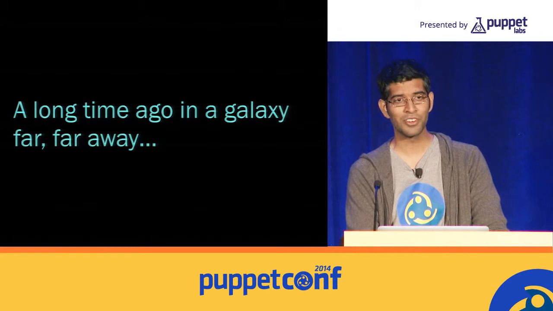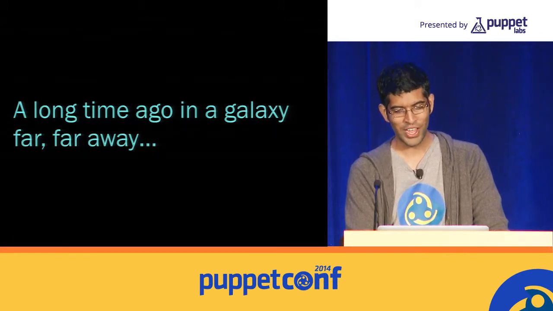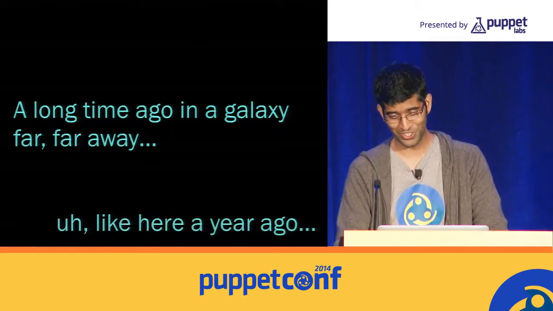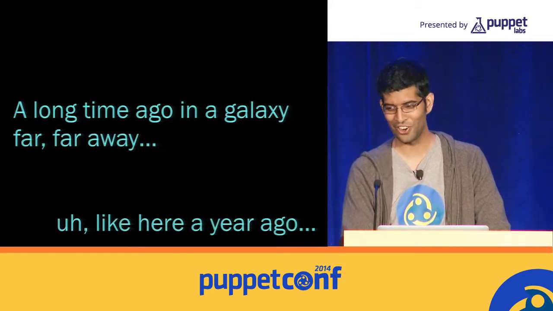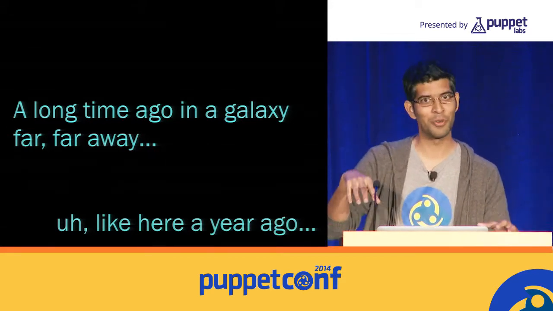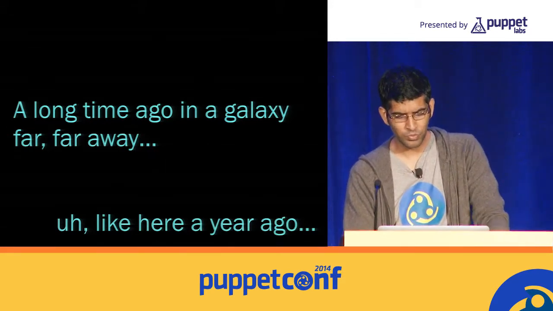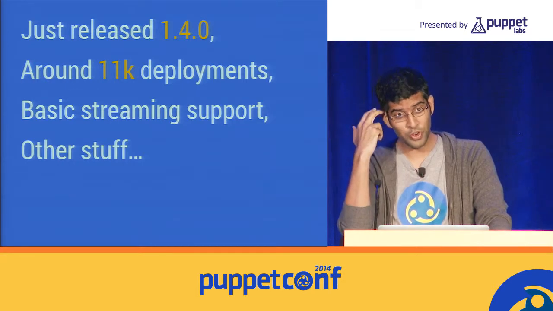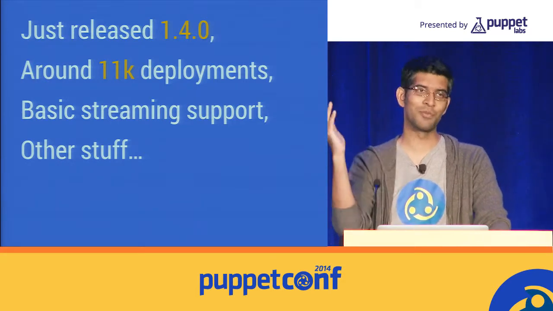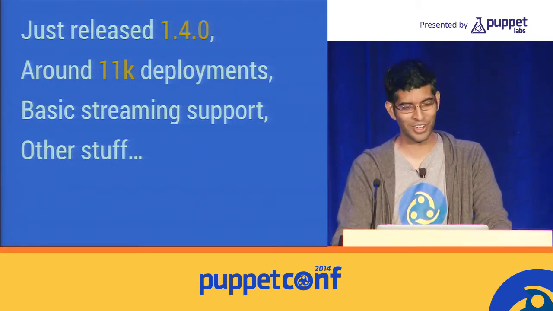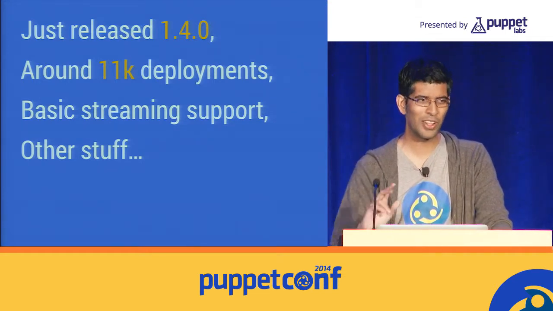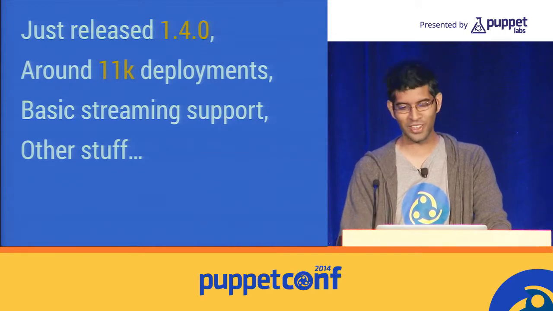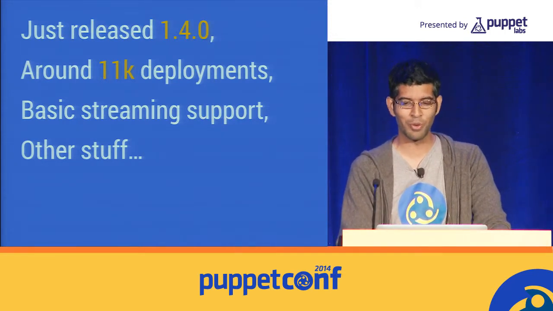So what's happened since the last time we spoke, which was literally here a year ago. Well, San Francisco a year ago. At the time, I think we had just released 1.4. Based on our metrics, there are around 11,000 deployments. Not downloads, because it's tough to measure anything with download counts these days, but actual installs. And we had some basic streaming support and a couple of endpoints, and maybe a couple of other things I'm really not remembering right now.